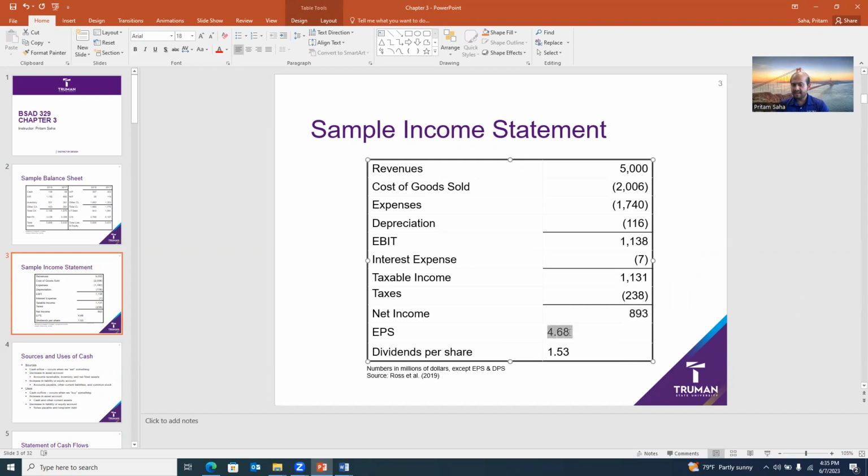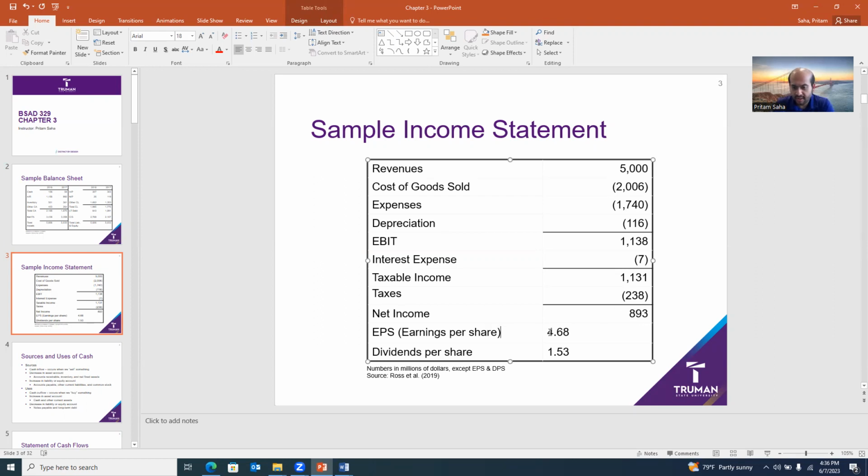This is income per share or earnings per share. EPS means earnings per share. Same thing, income per share, earnings per share. So they're dividing the total income, which is 893, by the number of shares. That's it. If you divide total income by number of shares, you will get earnings per share.